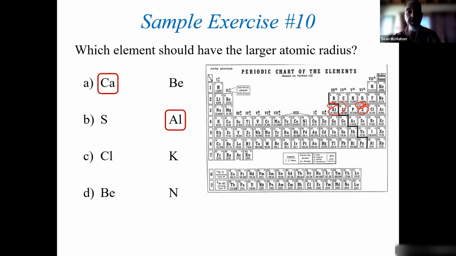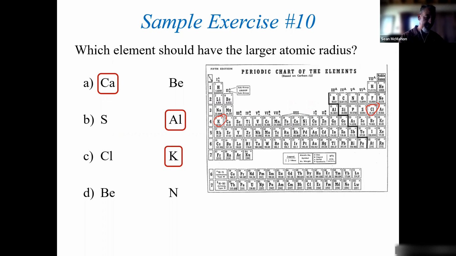What about chlorine and potassium? So here's chlorine, here's potassium. Well, chlorine's further on the right, and it's up higher. So it has fewer shells and more protons for that shell. So the potassium's bigger because the chlorine's getting pulled in better, right? It has fewer shells, so it's smaller. And left to right, it has a lot of protons for that particular shell.